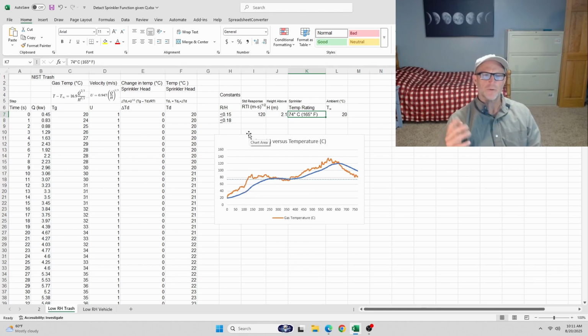So there's the trade-off. If you go to a lower temperature, you're going to accidentally trigger it because it's next to a heater or a skylight or something along those lines. 165 degrees is typically what you're going to see in a factory environment.